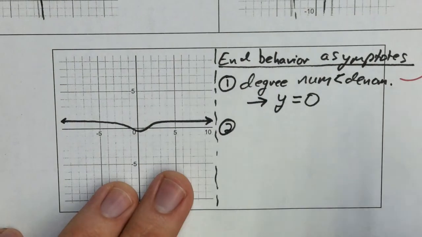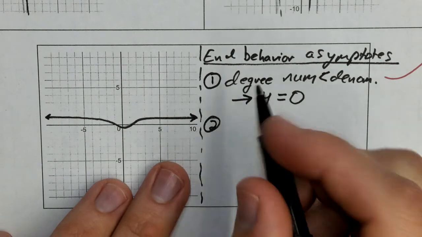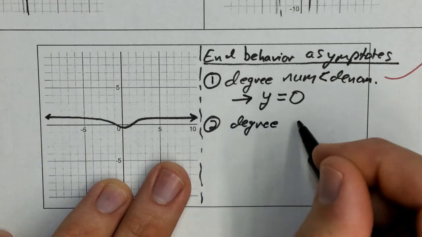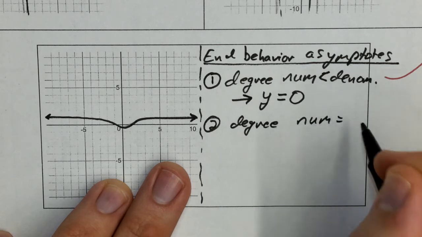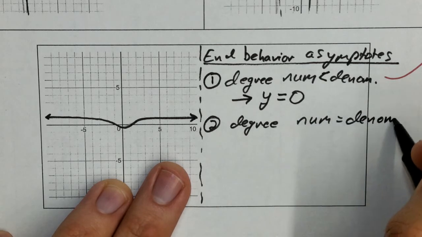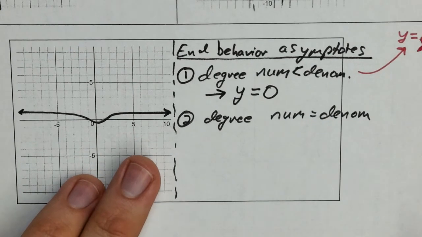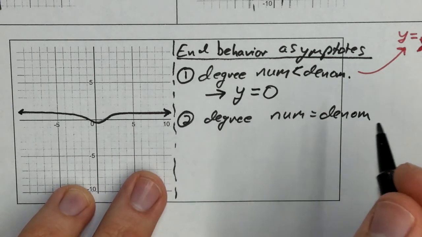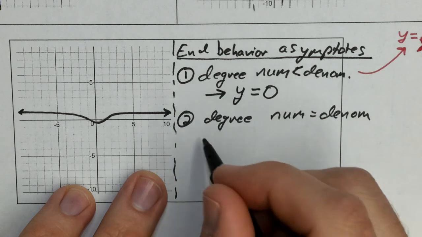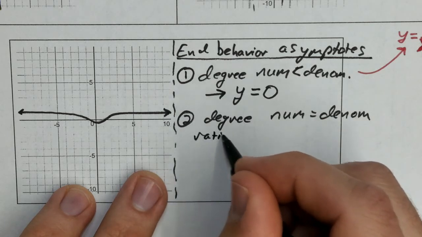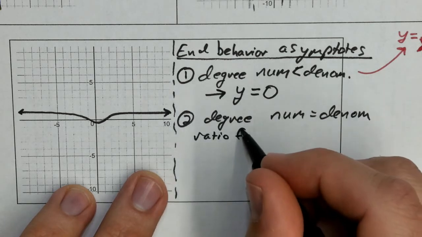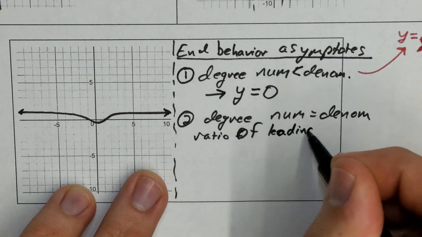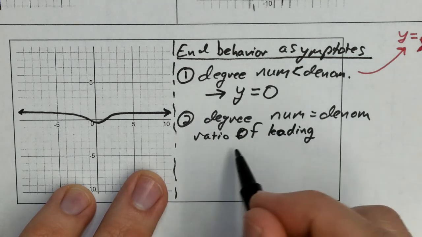Situation number 2. The second situation we'll look at is when the degree of the numerator is equal to the degree of the denominator. All right? And in that case, we're going to look at the ratio of the leading coefficients.